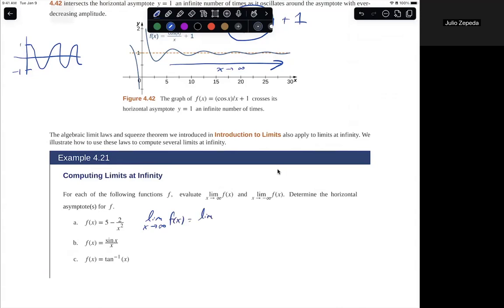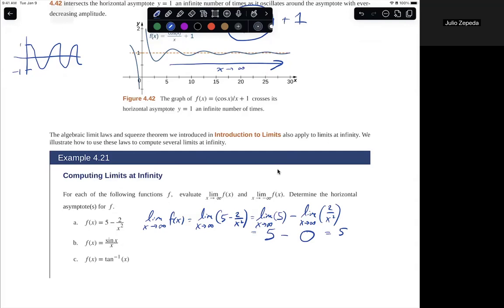So the limit as x approaches infinity of 5 minus 2 over x squared. And so that's going to be the limit as x approaches infinity of 5, the constant, minus the limit as x approaches infinity of 2 over x squared. Okay, so here we have a limit of 5. The behavior that we talked about just a moment ago is that this denominator is going to grow infinitely large, which makes this fraction infinitely small or infinitely close to 0, effectively 0. So the limit there will be 0, and we get just 5.